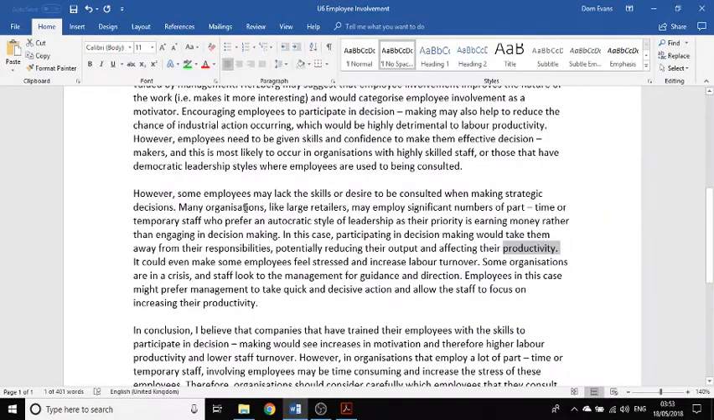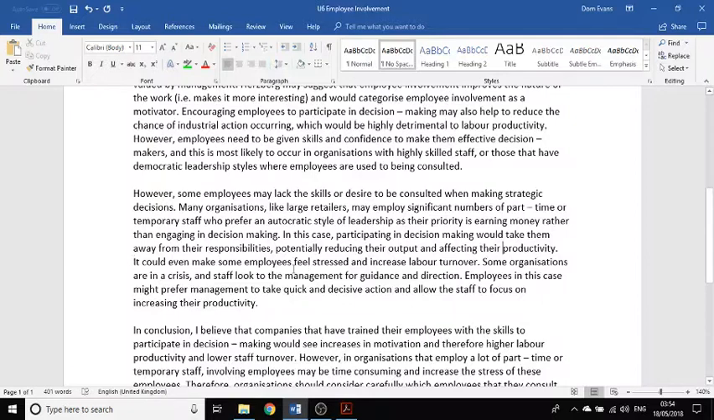In this case, participating in decision-making would take them away from their responsibilities, potentially reducing their output and affecting their productivity. So I've built a bit of a chain of argument here, looking at how in some organisations that use a lot of part-time or temporary staff, those employees like to be told what to do when they're at work. That helps to keep them efficient, effective, and maybe, if you're a student or summer worker, you're not too worried about being engaged in decision making. You want to turn up, you want to earn your money and go home. And that's basically the argument that I'm making here.